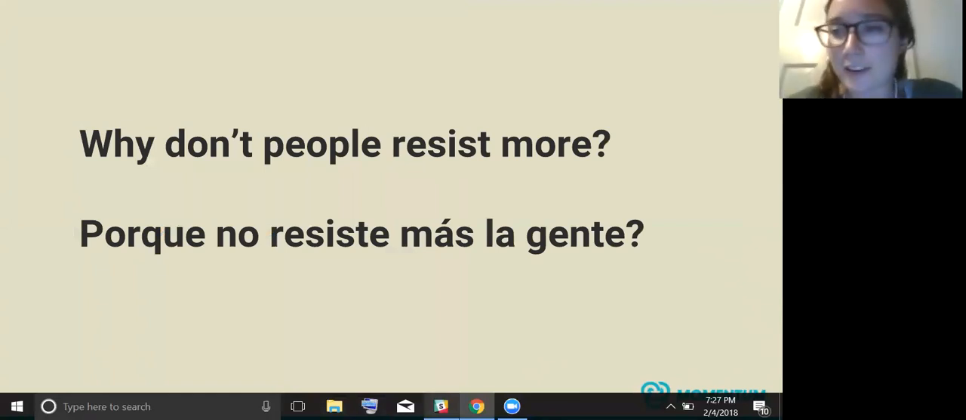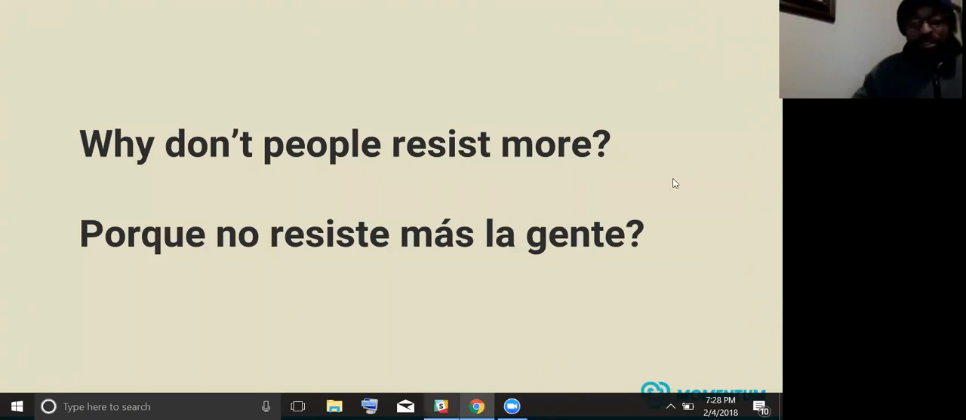So yeah, there are all these different types of non-cooperation. So one question before we continue is, why aren't people using that power more? If we're saying that no government can rule over people who refuse to be ruled over, why is it that people aren't resisting more? Any thoughts? What stops people from using their power of non-cooperation?